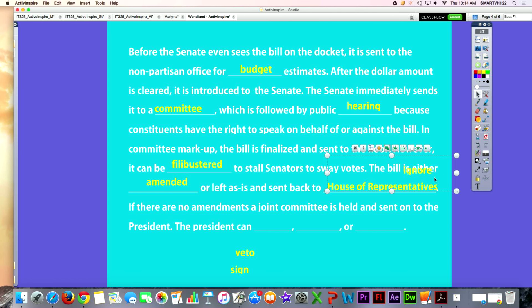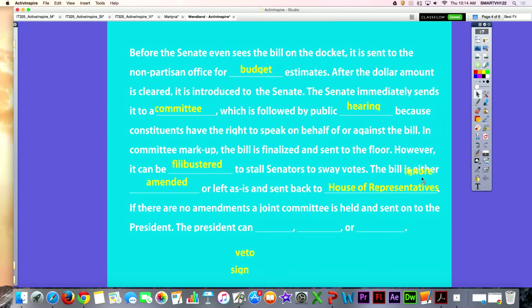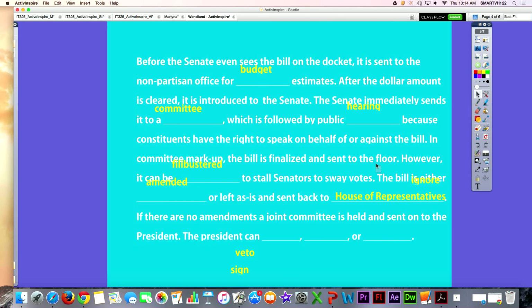I don't know why they're grouped together. Now they're all grouped together, that's not good.